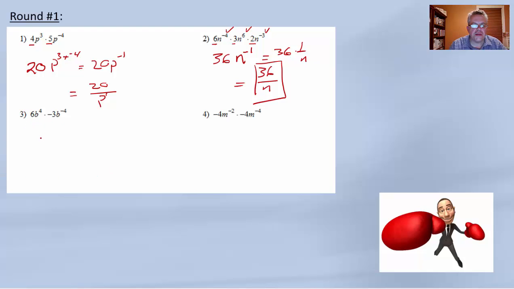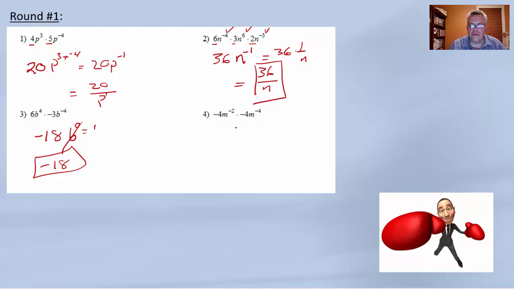Okay, here we go. 6 times negative 3 is negative 18. Then when I multiply these powers, I add exponents. b to the 4th times b to the negative 4th. Well, when you add those exponents, you just get 0. And anything to the 0th power is just 1. So all of that is just 1. So we just have negative 18.